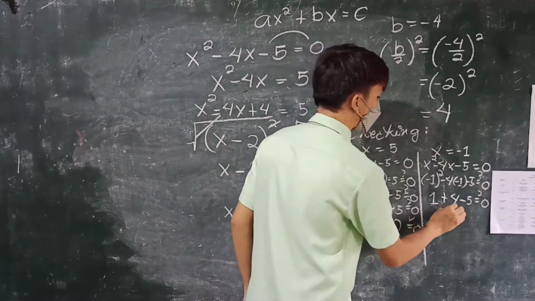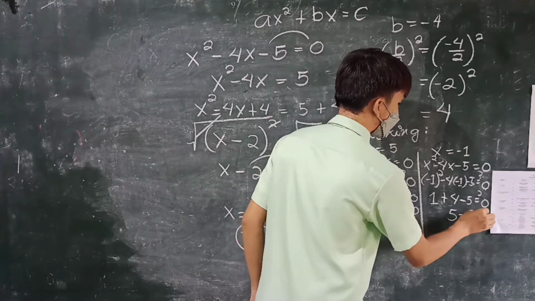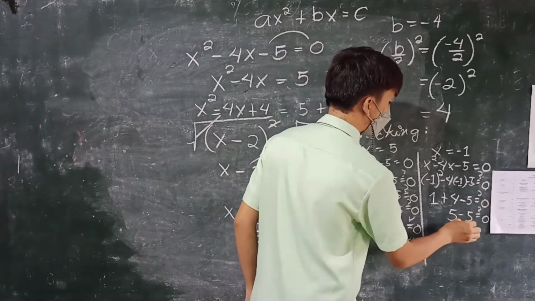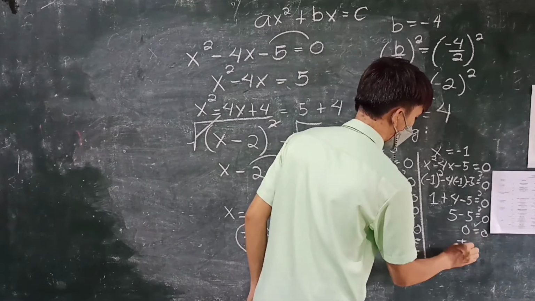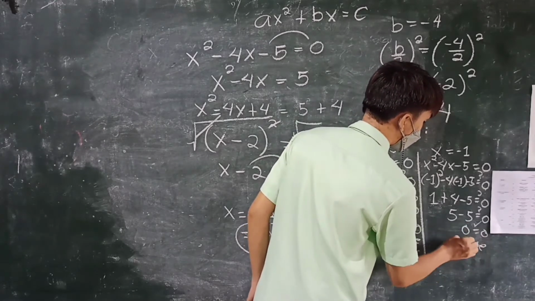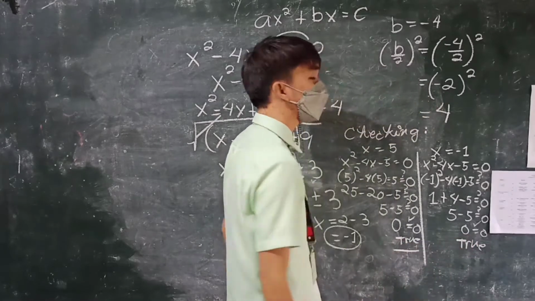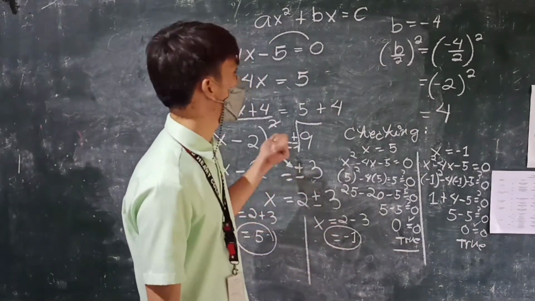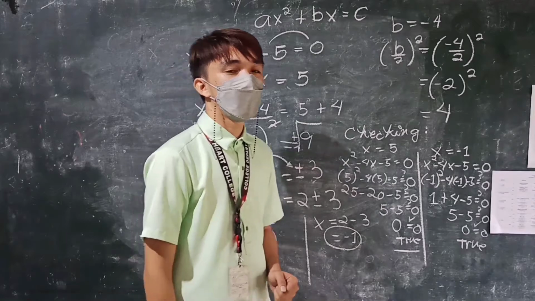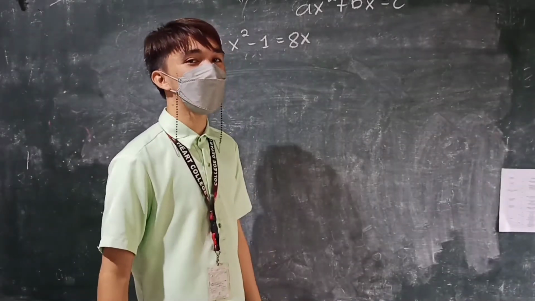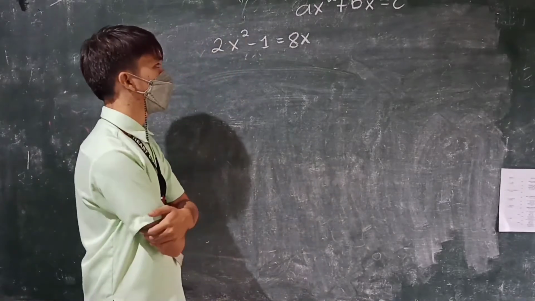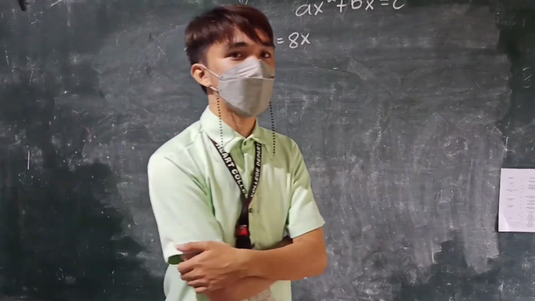1 plus 4 equals 5. 5 minus 5 equals 0. So it's true. Negative 1 also satisfies the given quadratic equation. Did you understand, class? Next example, we have 2x squared minus 1 equals 8x.